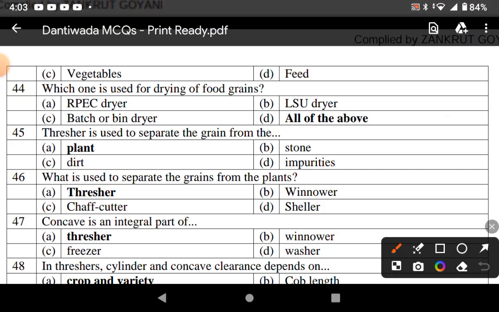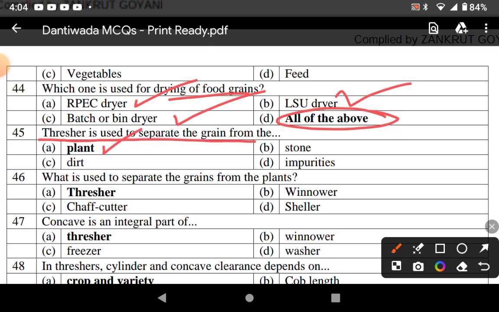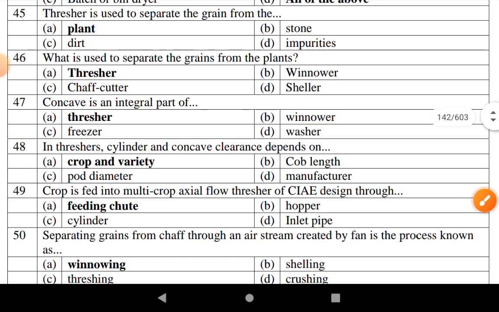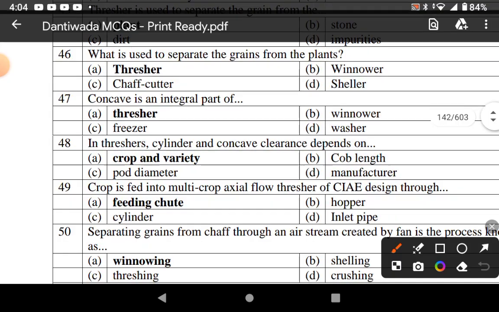Which one is used for drying food grains? Answer: all of the above. RPEC, batch or bin dryer, LSU dryer. Thresher is used to separate grain from plant. What is used to separate grain from plant is thresher. Concave is an integral part of thresher.